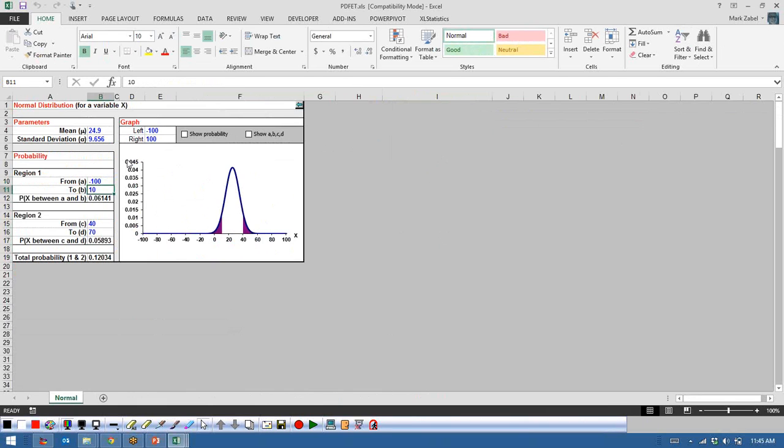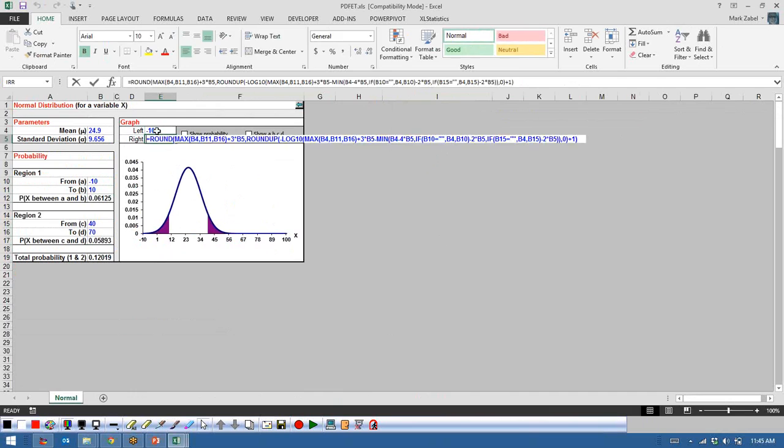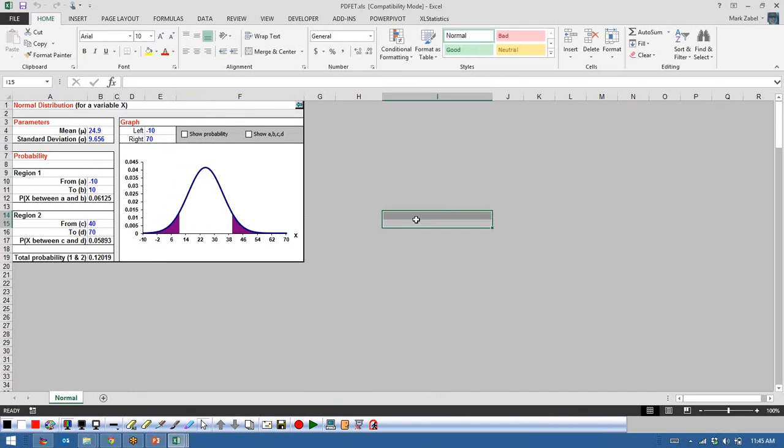On the graph, where it says graph, okay, there you go. Oh, it's just the graph. Yep, there you go. Just the graph. Thanks, Steve. Just the graph. So let me make it minus 10 to 70, and that ought to make the picture.